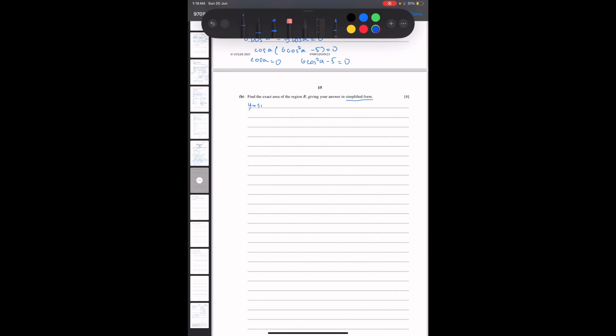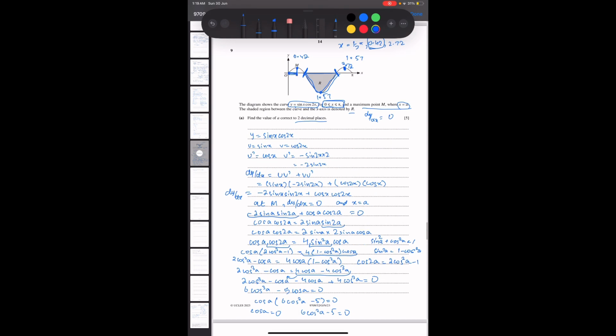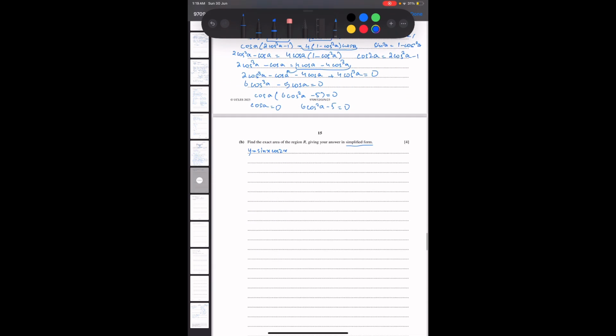y is equal to sine x cos 2x, right? Now when I equate y to 0, this is sine x cos 2x. So product of two terms equals to 0. So that means that sine x is equal to 0 or cos 2x is equal to 0. Sine x is equal to 0 when x is equal to 0, pi and 2 pi, right? But according to our range, only 0 and pi are allowed.